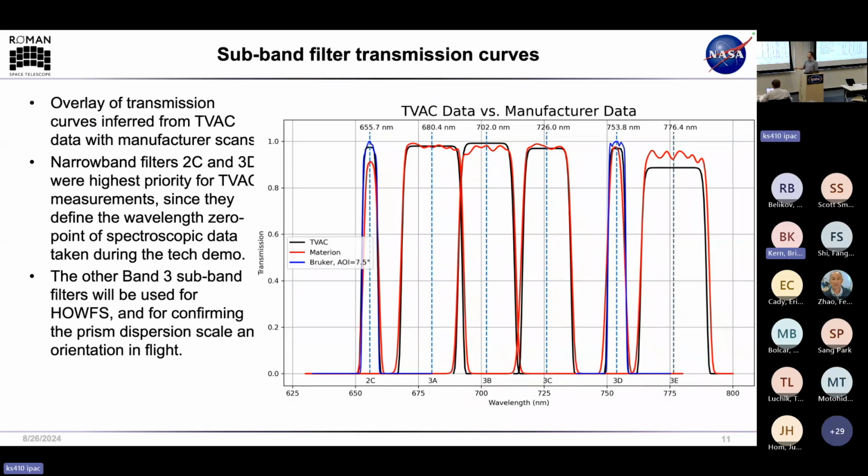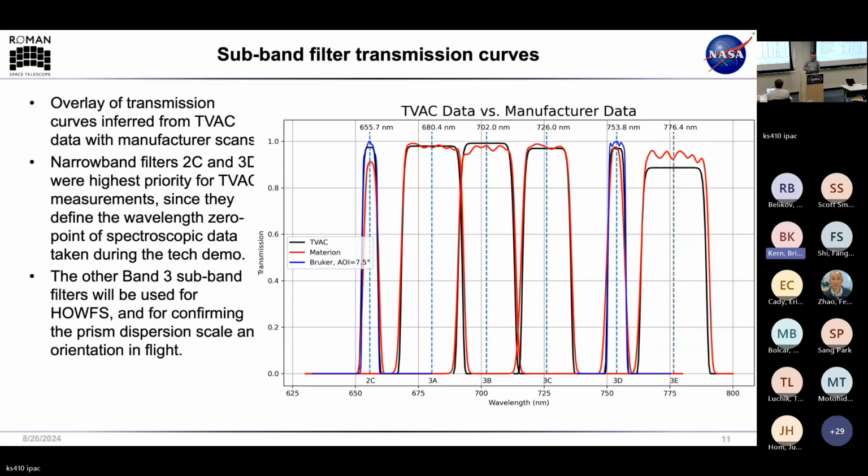And what you can see is that we actually have very good agreement between what we scanned with the Bruker in a calibrated spectrometer and what we scanned in TVAC. And they agreed very well, which is as much a testament to how good of a job Brian and company did aligning the filters to the nominal angle of incidence as anything else. So we have that now, and we know for sure that that'll be okay.